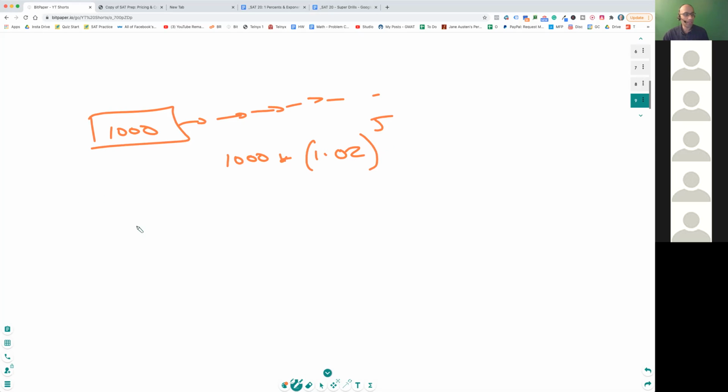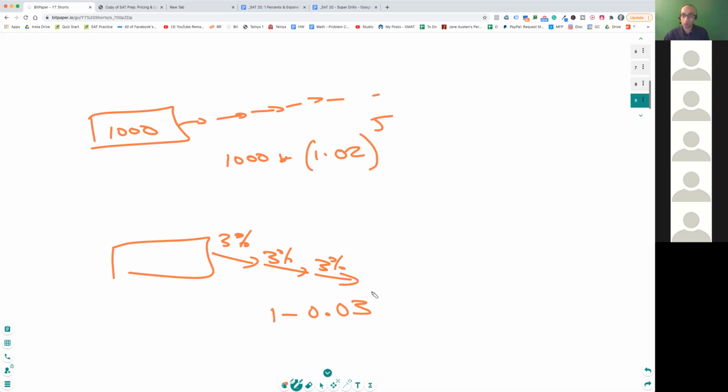Now, it could also be such that it goes down. Okay. It goes down by, let's say, 3%, 3%, 3%. Okay, so here you're not going to take 1.02, here you're going to get 1 minus 0.03. Let's say this is like the population of a country, it's going down, right? So maybe the population is like 1 million or something. Okay, so you're going to have 1 million times 1 minus 0.03, right, to the third power, right? This is going 3 times. Okay, so this is the exponential decay model.